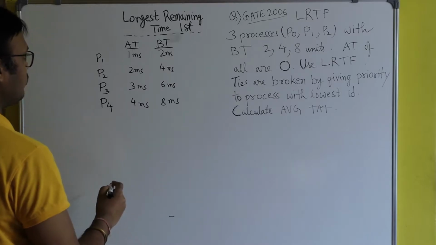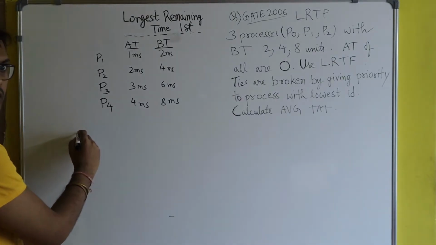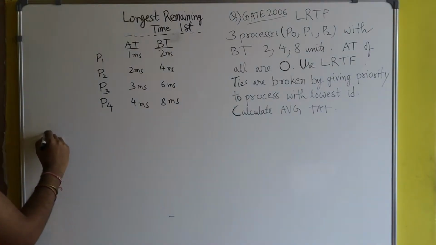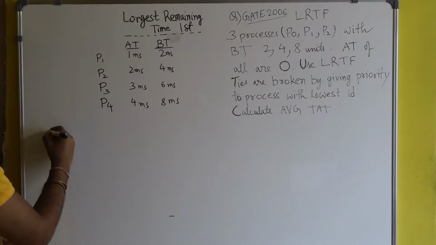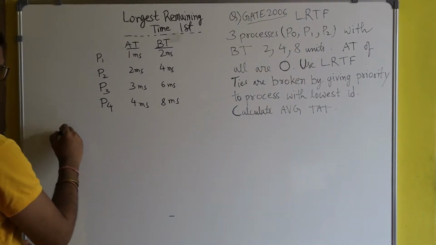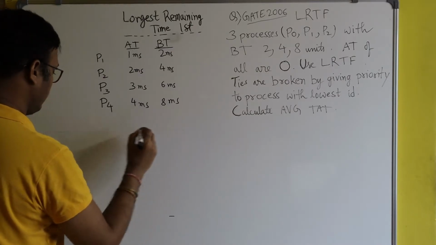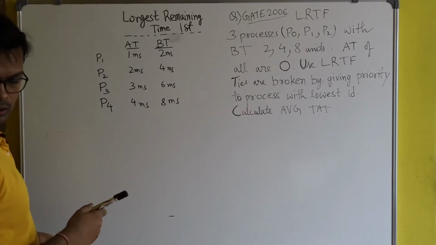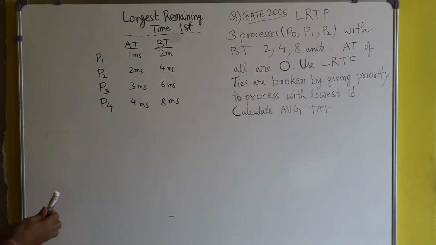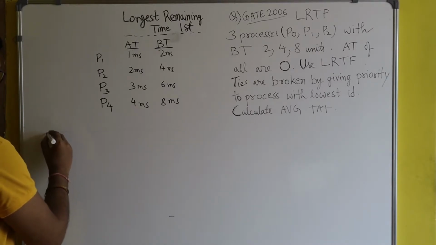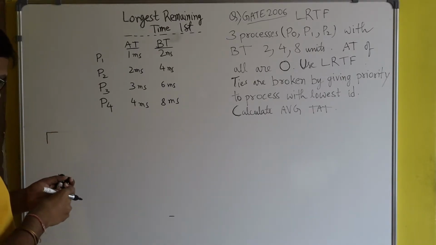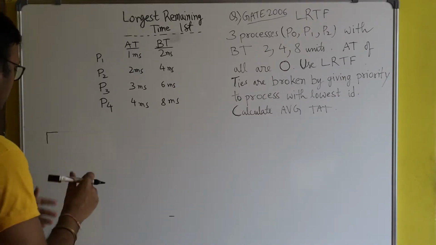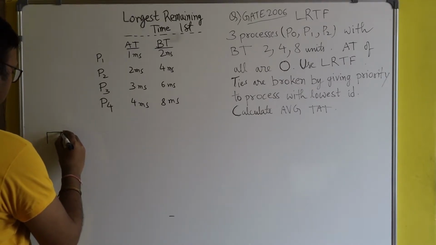So at first, what we have to do, we have to draw the Gantt chart. Is it visible? Okay. From here, I am drawing the Gantt chart. What's wrong with the marker? Okay, so from here, straight, I am drawing the Gantt chart.